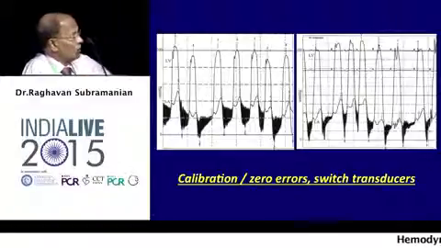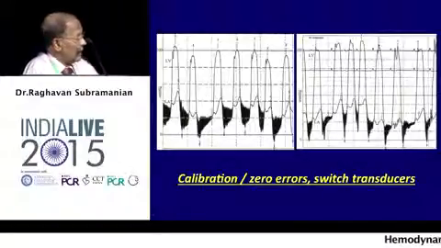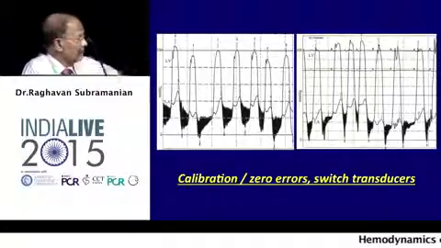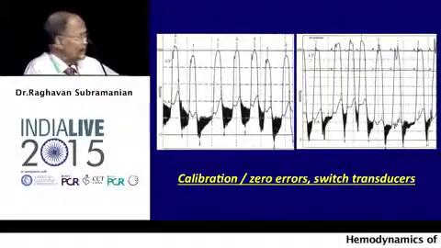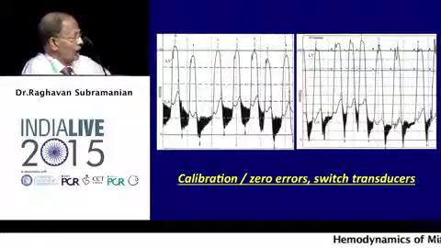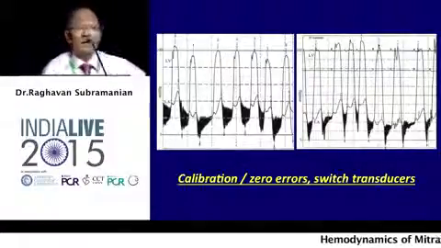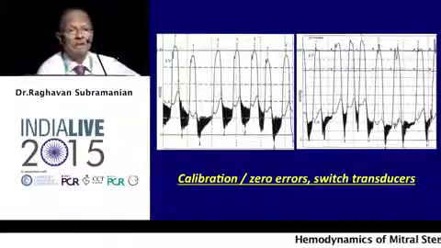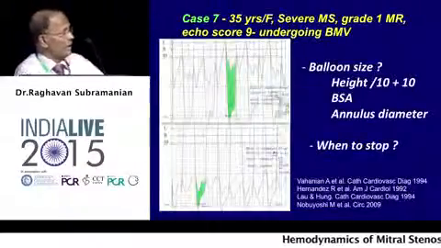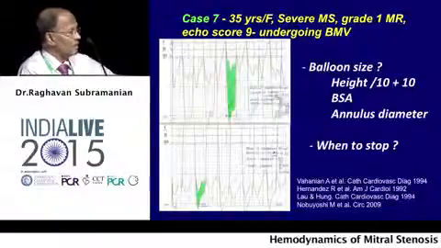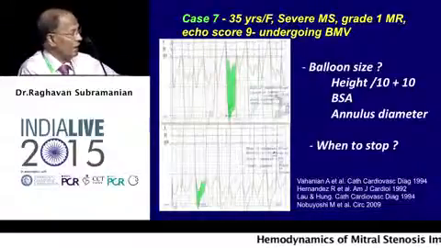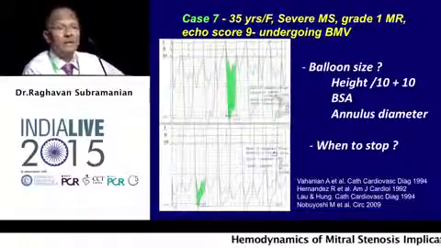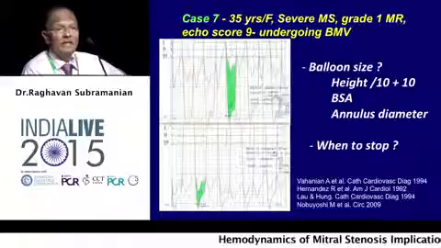Now here is a patient who has severe mitral stenosis and it has been dilated, but you still have a small gradient at end diastole. So when do we stop dilating? Is this enough? Now there is no definitely correct method of assessing the balloon size. Different people have used different ways. The most commonly used one is in relation to the height divided by 10. Other people have used balloon body surface area, measurement of annulus in the apical two-chamber view. But there is no single correct method.